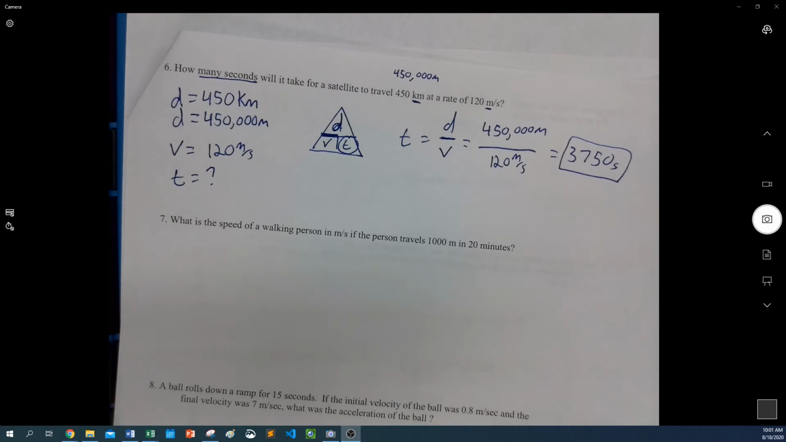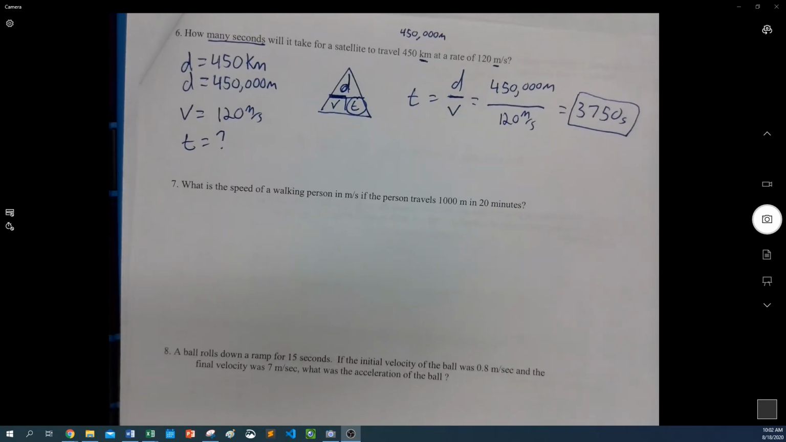So work on the next problem. Again, check units. Do any conversions necessary.